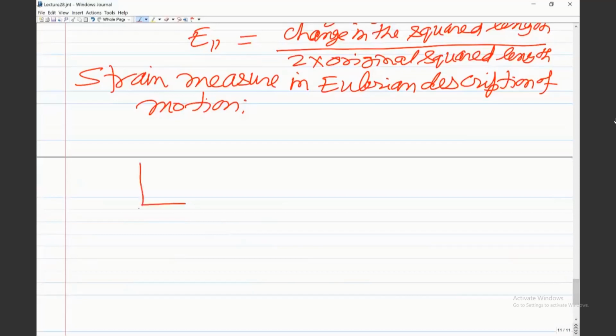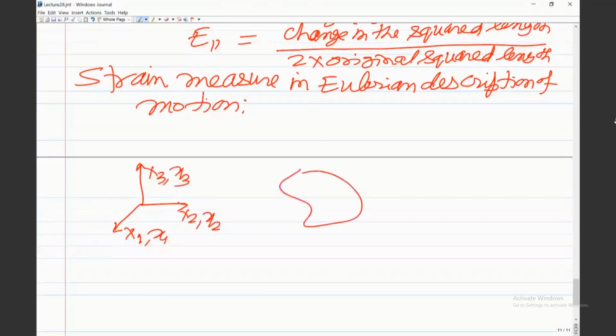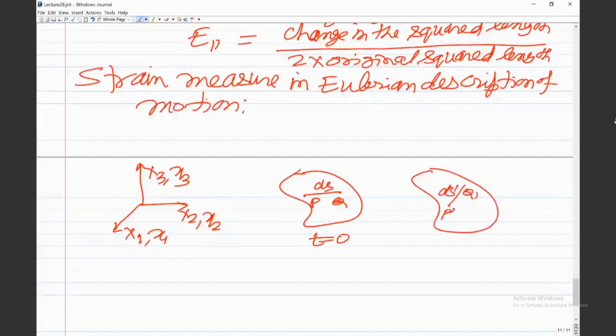Again, you have the reference frame in which the coordinate axes are embedded. So you have capital X1, small x1, capital X2, small x2, capital X3, small x3. Then you have this body in the reference configuration, and there are two points P and Q. The distance between them is ds at t equal to 0 in the reference configuration. Then you have the deformed body with points P dash and Q dash, and the distance is ds dash at any time t. Here you have the current coordinates x_i, and the reference coordinates are now expressed in terms of the current coordinates, so you will have x1, x2, x3, and t.